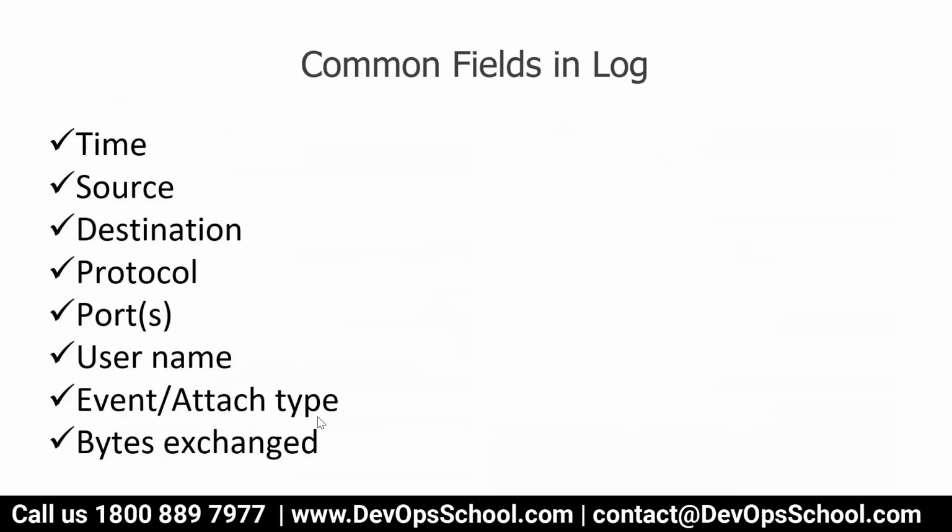So what are the common fields you will find in each log? Again, the fields may differ, but these are some of the common fields you will find in each log. Apache fields differ from Tomcat, Tomcat logs differ from Windows, and Windows log fields differ from Linux. But there are common fields you will have, for example, time, source, destination, protocol, ports, username, and so on.